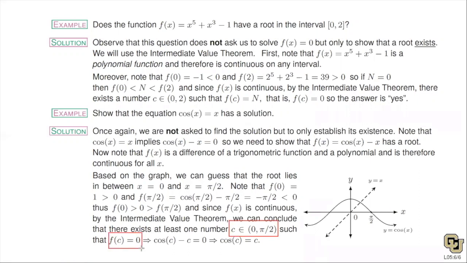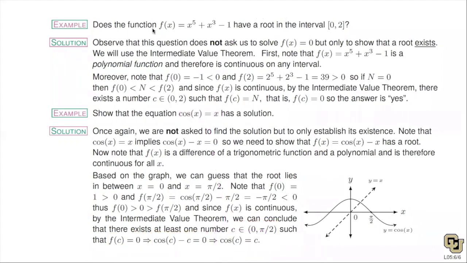Now, if you follow the equations back, f of c is cosine c minus c, which is equal to 0. And you move the c over. So finally here, we get cosine of c equals c, which is exactly what we wanted to show is true. We wanted to show that this equation is in fact a true statement, that there is some number such that cosine of that number equals that number. And here we found this number c.